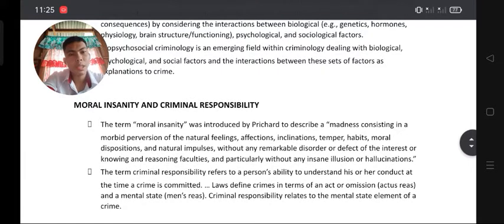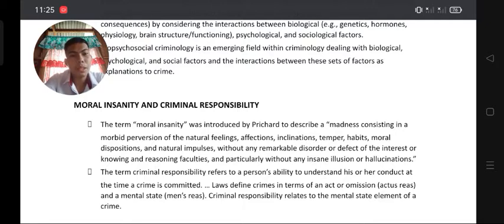The next is moral insanity and criminal responsibility. The term moral insanity was introduced by Prichard to describe a madness consisting in a morbid perversion of the natural feelings, affections, inclinations, tempers, habits, moral dispositions, and natural impulses, without any remarkable disorder or defect of the intellect or knowing and reasoning faculties, and particularly without any insane illusion or hallucinations.